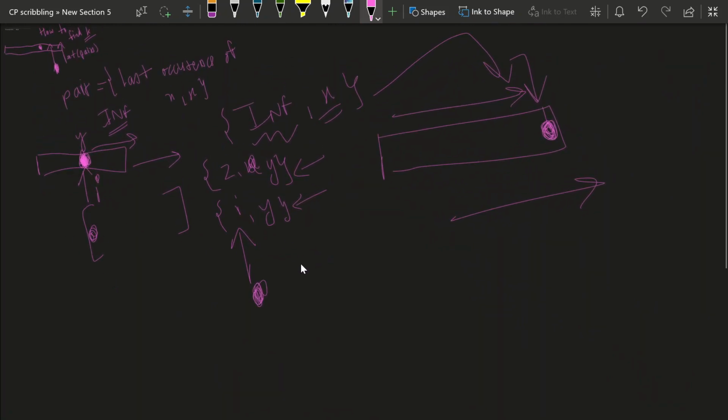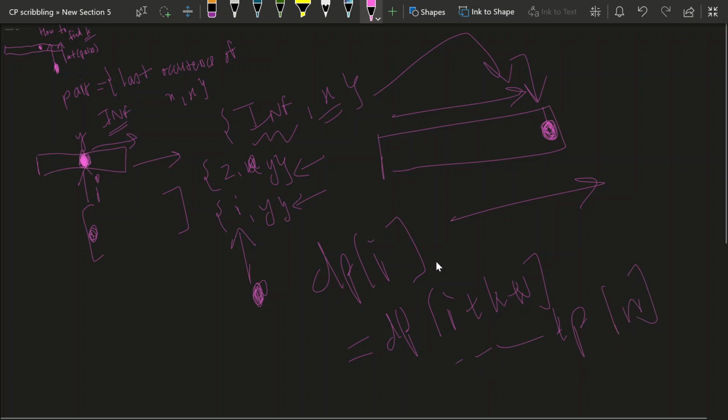But as you can see, your dp of i looks something like this: dp of i plus k plus 1, and so on up to dp of n. It is not depending on one single value, such as n minus 1. It is depending on many values, right?